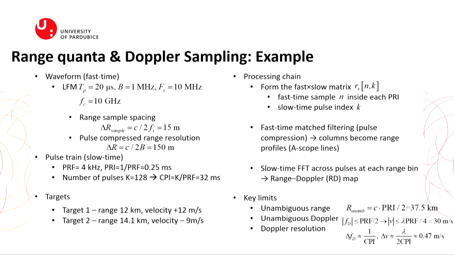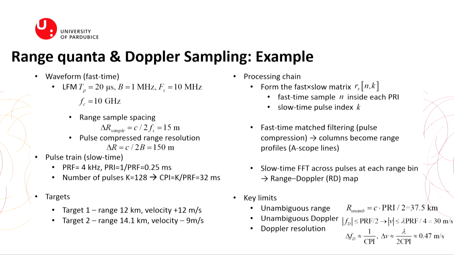We will have a waveform in fast time, which is a linear frequency modulated pulse, length of pulse 20 milliseconds, bandwidth 1 megahertz, sampling speed 10 megahertz, carrier frequency 10 gigahertz. Range sample spacing will be about 15 meters, pulse compressed range resolution 150 meters. The pulse train will have PRF 0.25 milliseconds, number of pulses 128, so the length of CPI will be 32 milliseconds. These are some typical values.